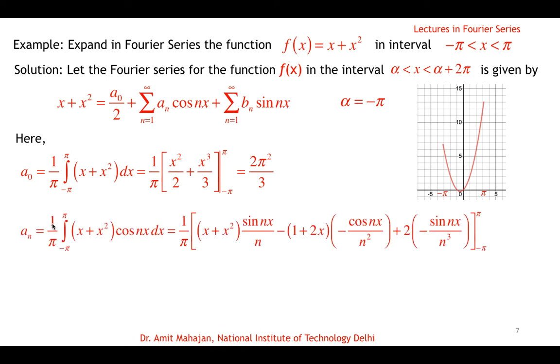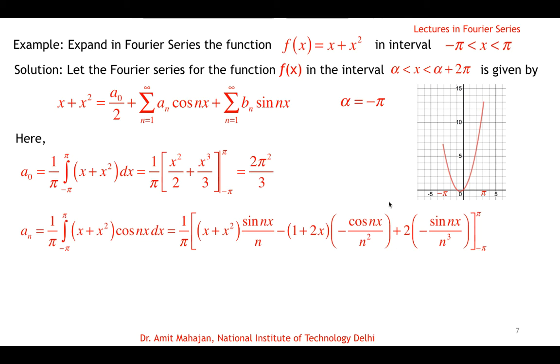Similarly we can calculate a n. a n is 1 by pi integral f(x) cos nx dx. Now again we have to integrate by parts. x plus x square is taken as first function and cos nx as second function. So first function times integral of second function, minus derivative of first and integral of second integral, and then plus the second derivative of first and the integral of the integral of second. I've done integration by parts in one step. Hope you know that if one of the functions is a polynomial, then we can do this.